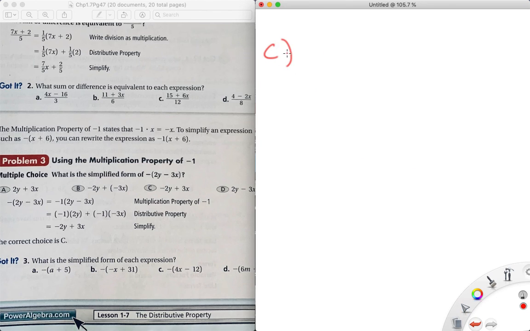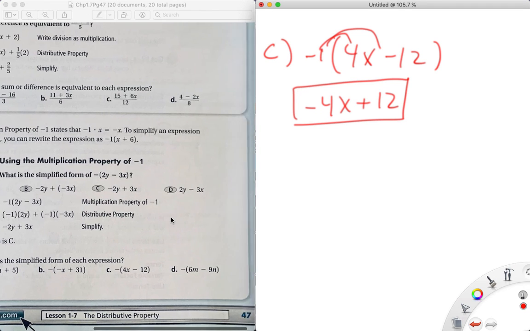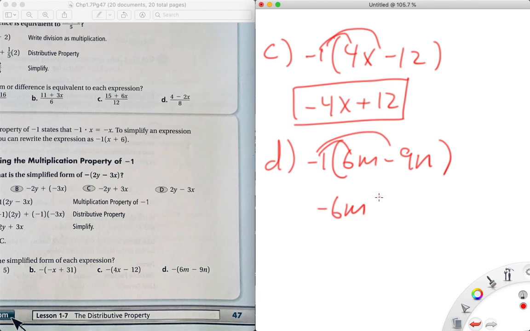We have also negative 1 times 4x minus 12. Negative 1 times 4x is negative 4x. Negative 1 times negative 12 is positive 12. So my final answer will be negative 4x plus 12. And then D, we have negative 1 times 6m minus 9n. Negative 1 times positive 6m is negative 6m. Negative 1 times negative 9n is positive 9n.